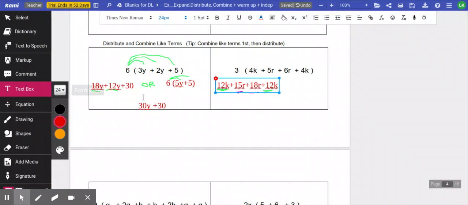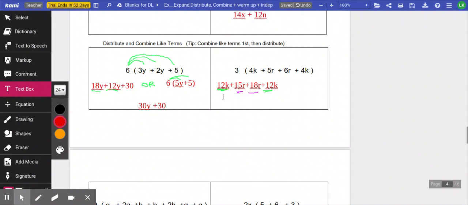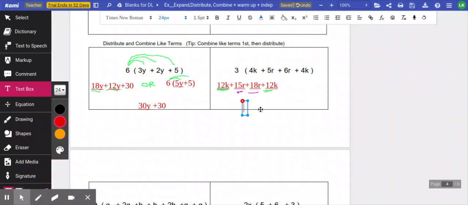So let me look at what I can combine. So 12k and 12k I can combine. That makes 24k. And 15r and 18r. Well, 15, and what if this was 15? So 15 and 15 would be 30, plus 3 more to make it up to 18 would be 33r.